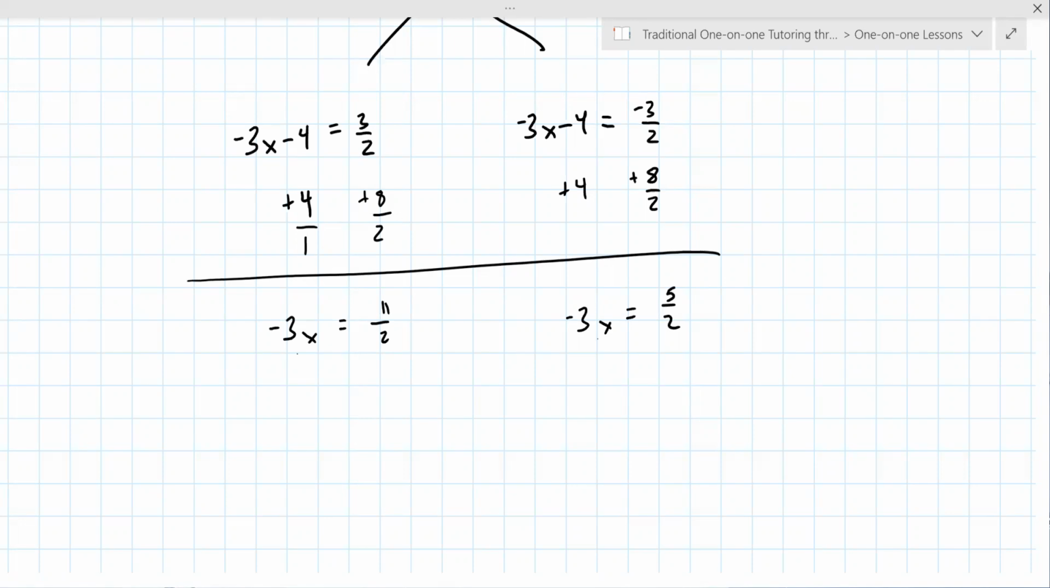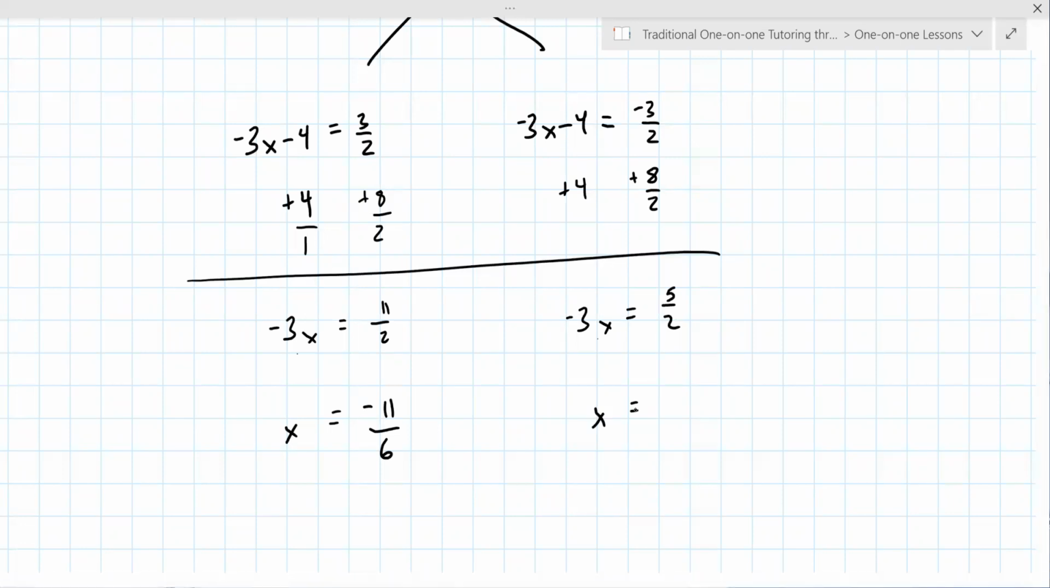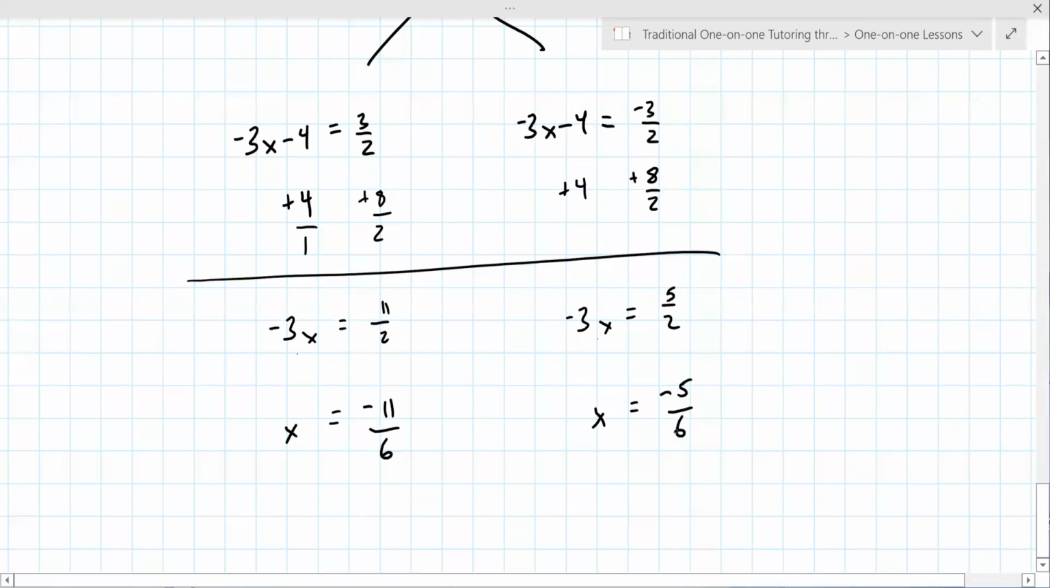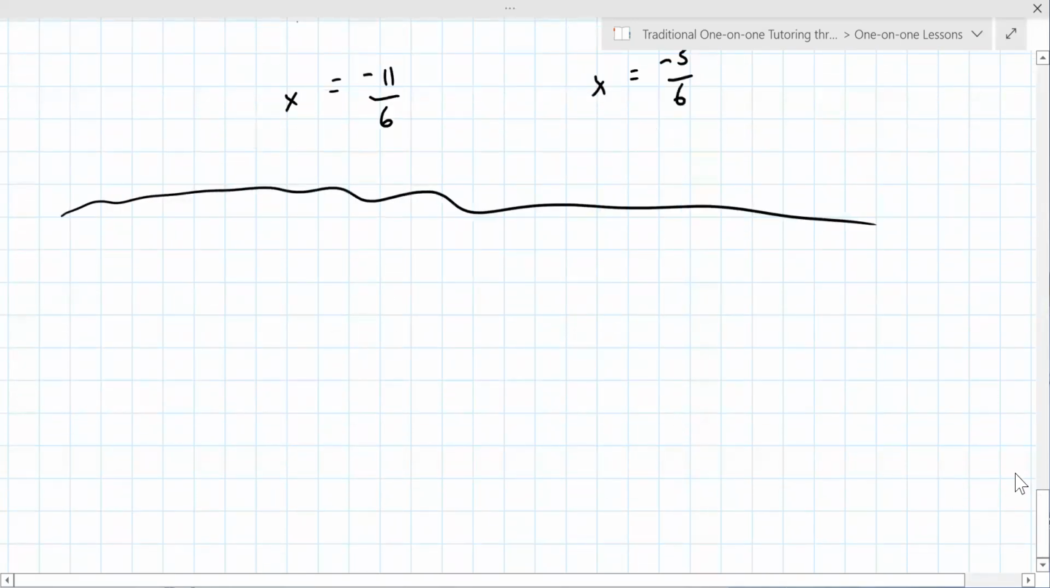How are you doing on these? So for the first one, negative 3x equals 11 over 2, I got negative 11 over 6, which is negative 1 5/6. Yeah, you want to leave it as an improper fraction. That's the best way. Let me know when you get the next one. The next one is negative 5/6. Yes, very good.